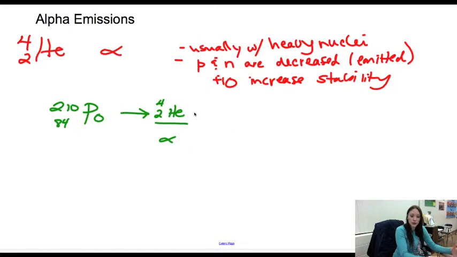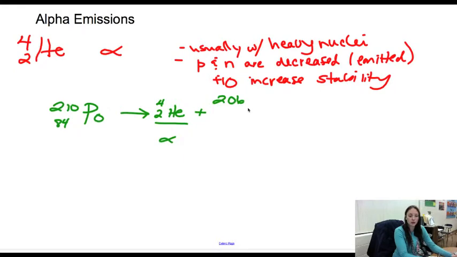If that's going to be emitted, what are we left with? If I had originally 210 protons and neutrons, I lost 4 protons and neutrons total. So 210 minus 4, we're going to end up with 206. So 206 is my top number. Notice how 206 plus 4 equals my left side of 210. What we start with on the left, what we end with on the right.